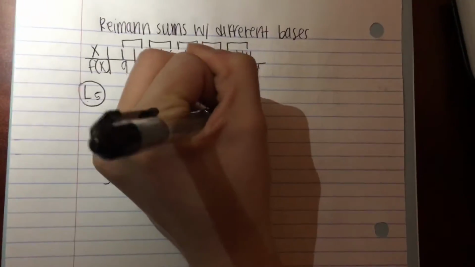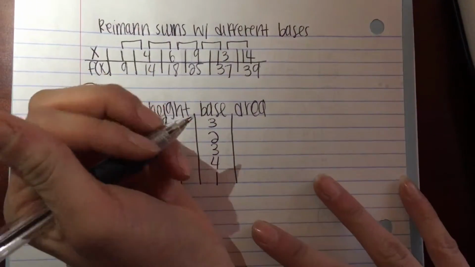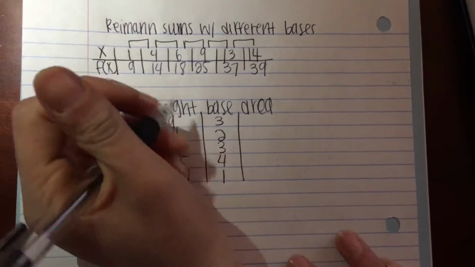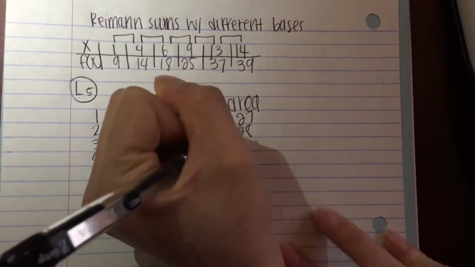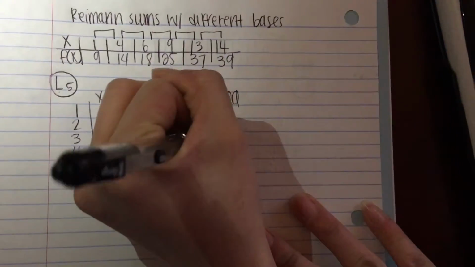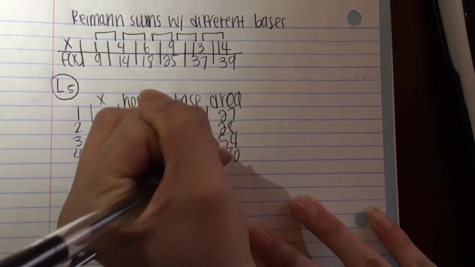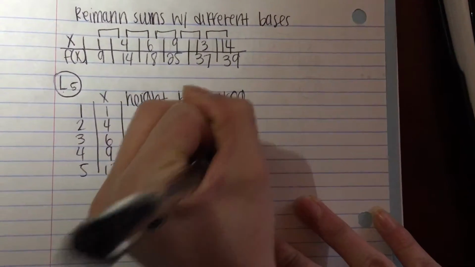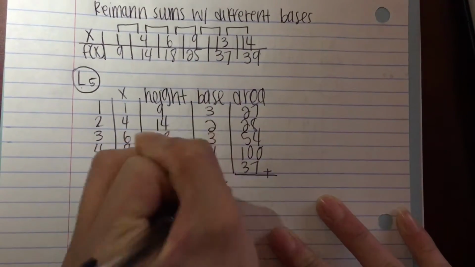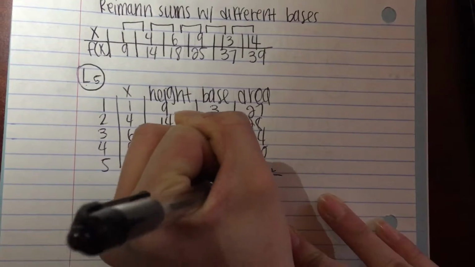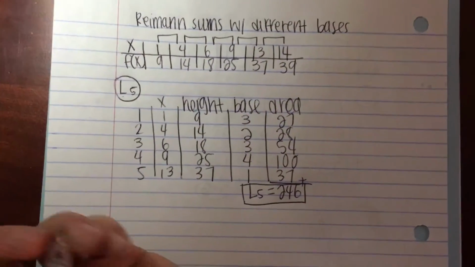And then to get my area, I am going to do base times height because that's the area of a rectangle. So 9 times 3 is 27, 14 times 2 is 28, 18 times 3 is 54, 25 times 4 is 100, and then 37 times 1 is 37. And then to get the whole left hand of 5, the area equals 246. So that is my answer for the left hand side of 5 rectangles.